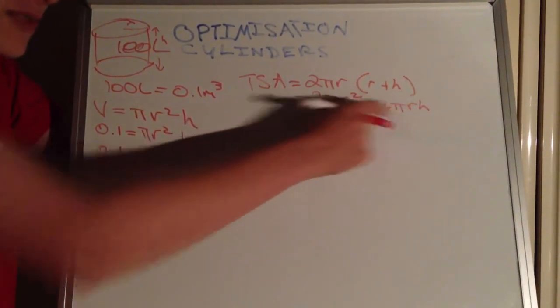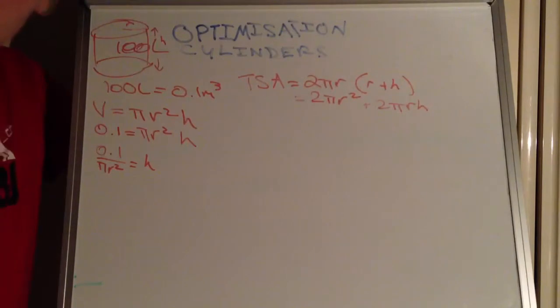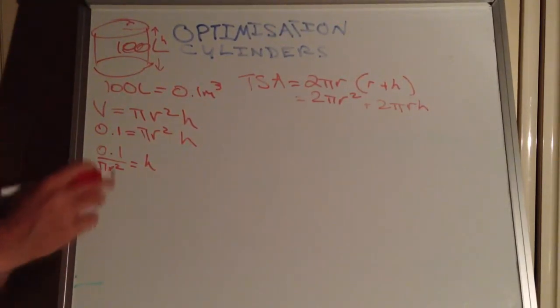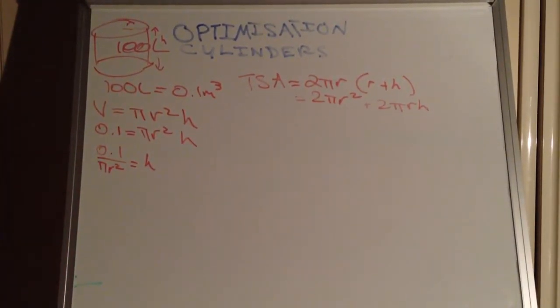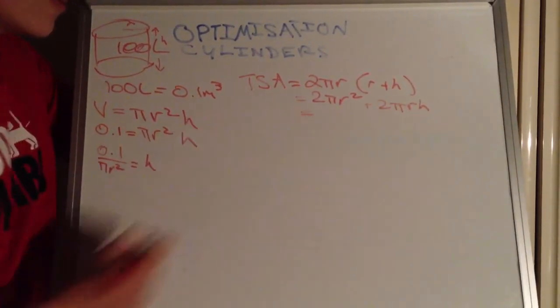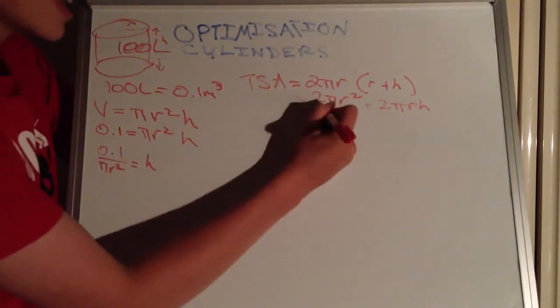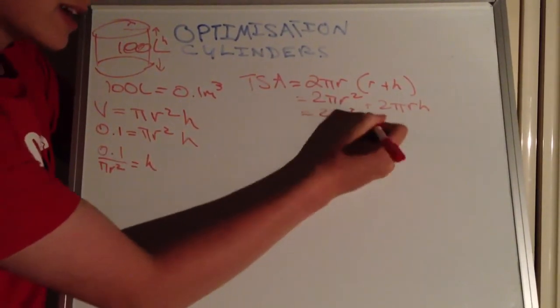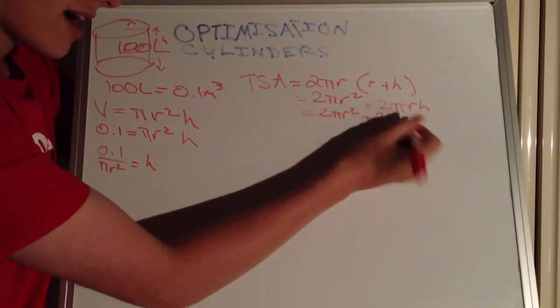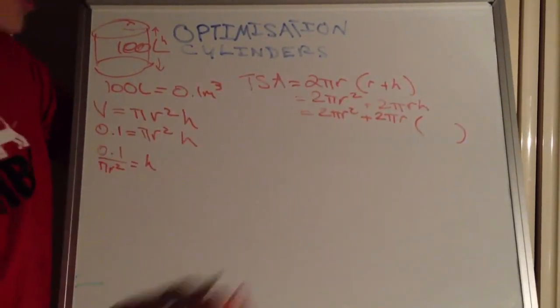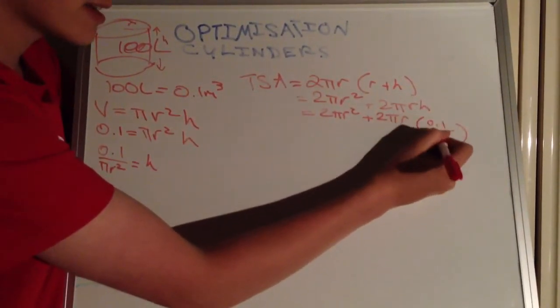And look here, we have two inputs. We have two unknown pronumerals. We have r and h. But because we know h relative to r, we can only have one input now. You know how great that is? It makes things a hell of a lot easier. So from that, what we do is we simply substitute in h. It's that straightforward, really. So 2 pi r squared plus 2 pi r lots of 0.1 over pi r squared.